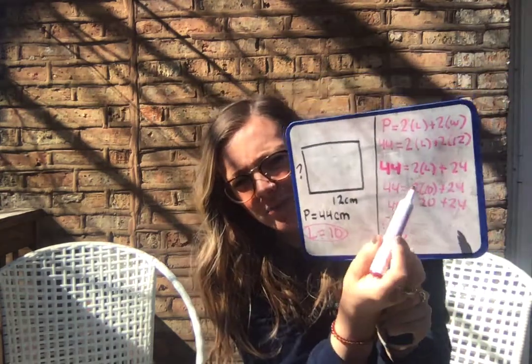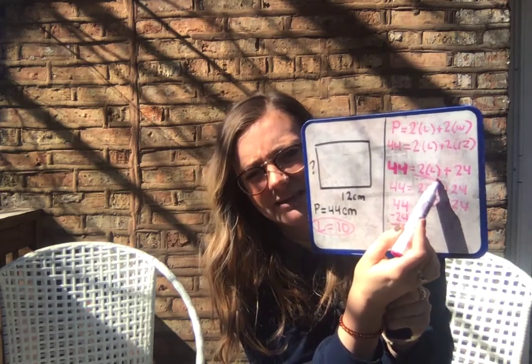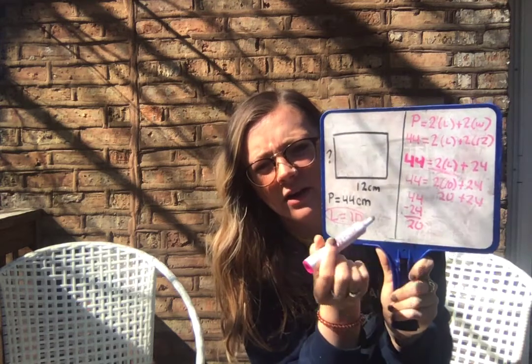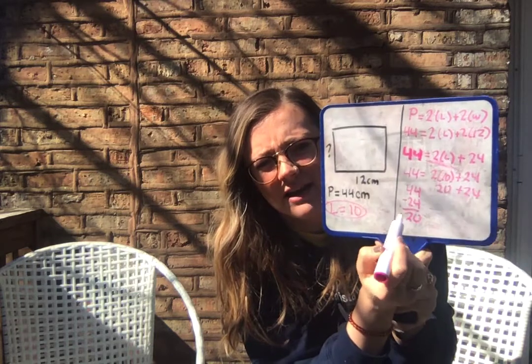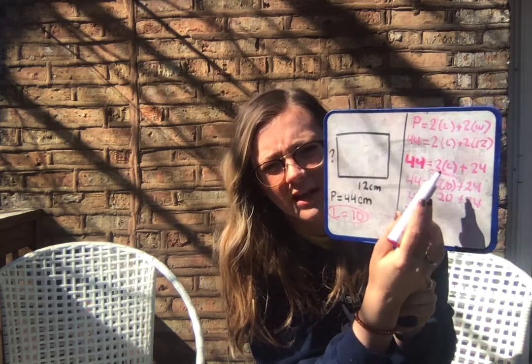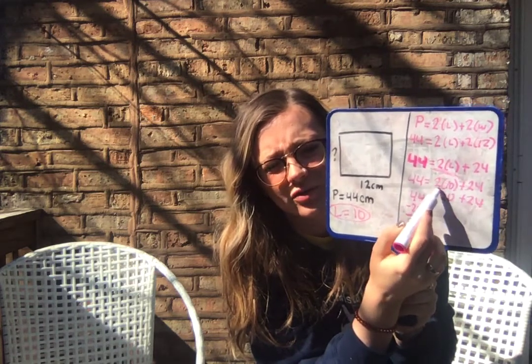And again, the part that's going to be the trickiest is when we get right here, and I need to think to myself, what number plus 24 equals 44? The way I figure that out is through subtraction. The opposite of addition is subtraction. When I got 20, I knew 20 wasn't my length because I can't do 20 times 2. I needed to cut it in half, and half of 20 is 10.